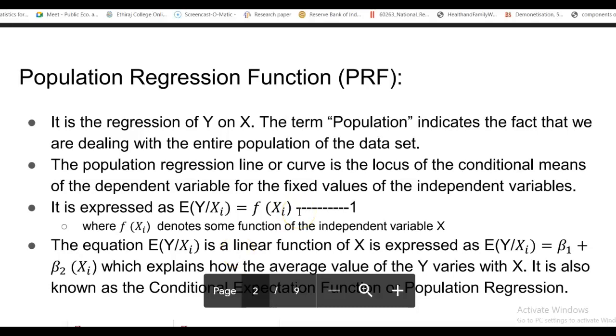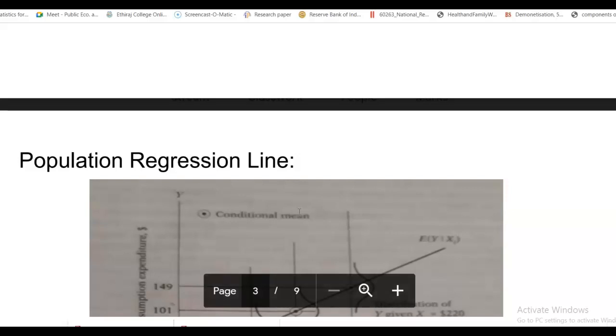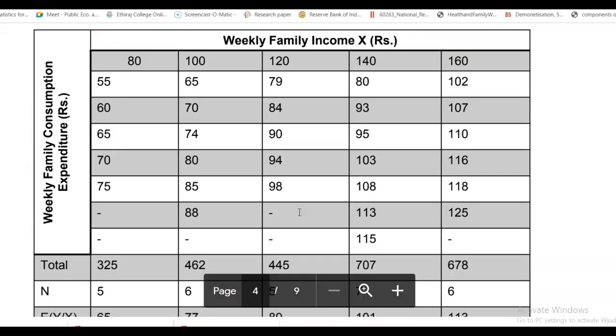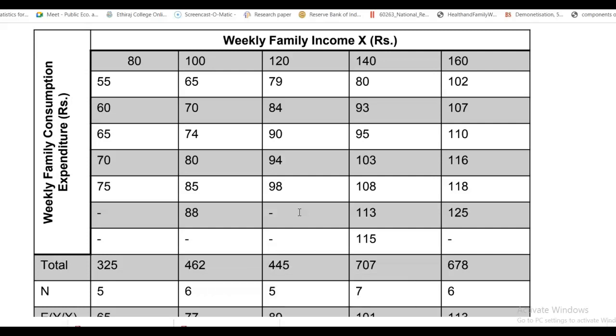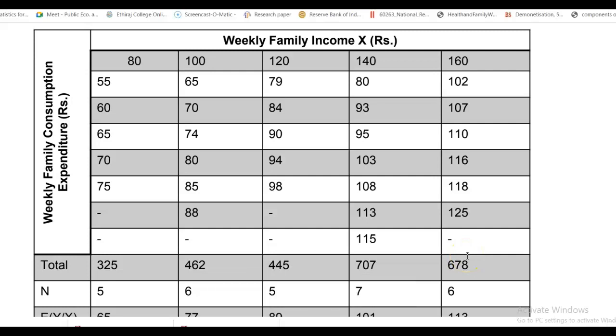Okay, that is what is mentioned as the conditional expectation function or the population regression function. So that is what this particular diagram is explaining. Here we are assuming one example of a population where you have around 678 people in that particular locality. I have just given this in terms of rupees for your better understanding.